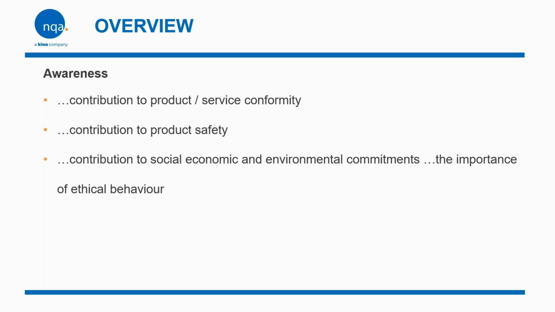99,001 also emphasises the importance of understanding how individual actions contribute to social commitments such as community well-being and inclusion, economic commitments like cost effectiveness and long-term value, and environmental commitments including sustainability and progress towards net zero. We've also got ethical behaviour: upholding integrity, avoiding conflicts of interest, complying with laws and organisations' codes of conduct. Raising awareness ensures that all personnel understand their impact on safety, quality and sustainability. They're motivated and act responsibly and ethically. It builds a culture where everybody's aligned to the organisation's goals and values.